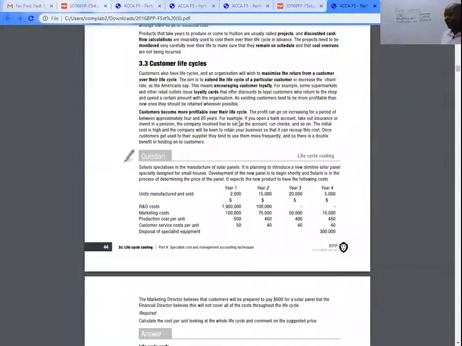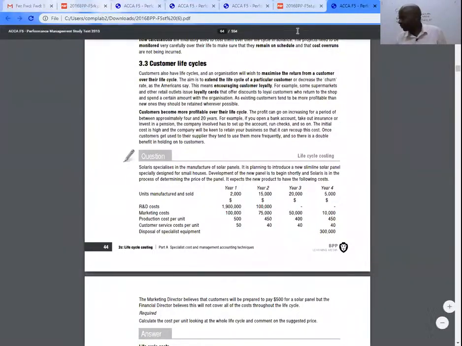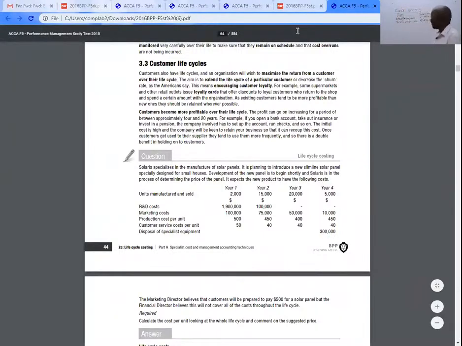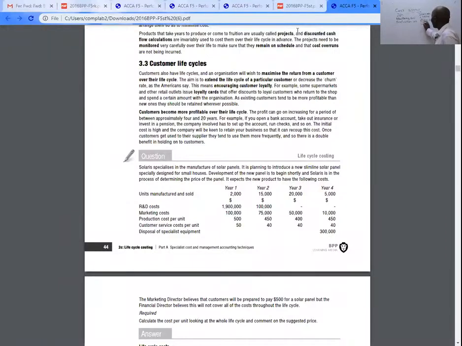So customer service cost, I can see an answer here. 1.7 million. Aurelia seems to be getting this very fast. So 1.7 million. This is the customer service cost. And then the last one, as per the life cycle, is the disposal.